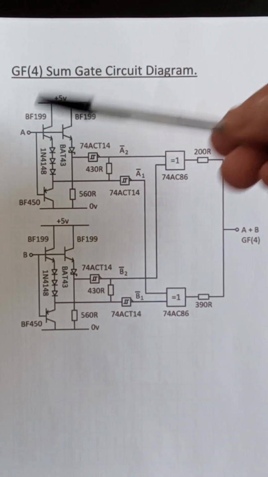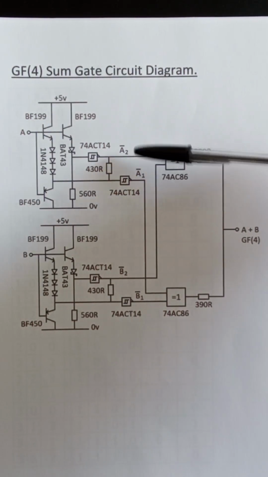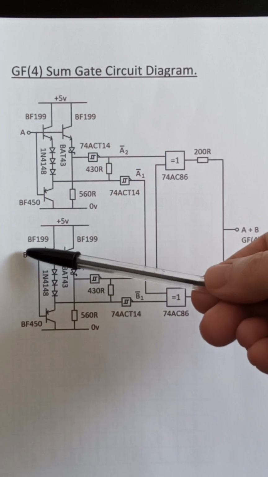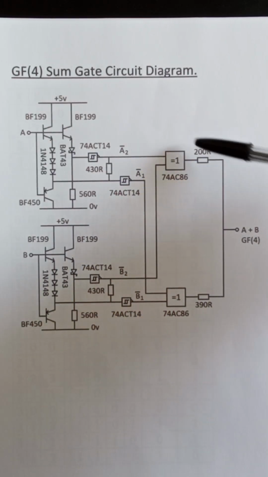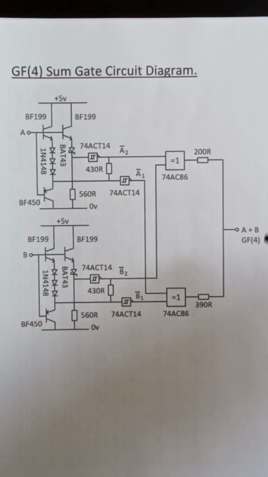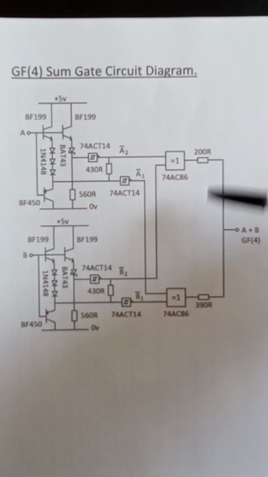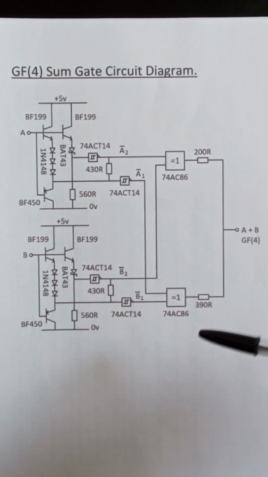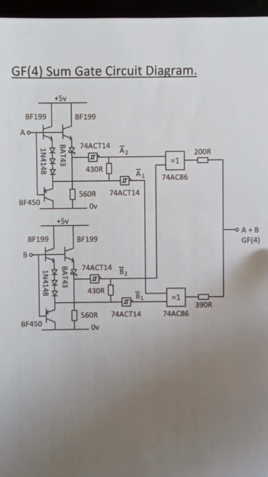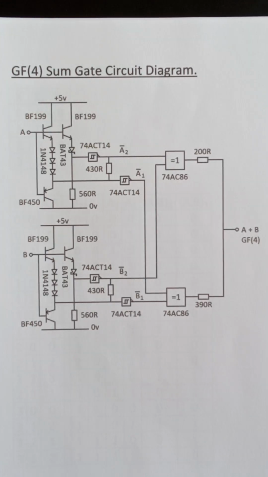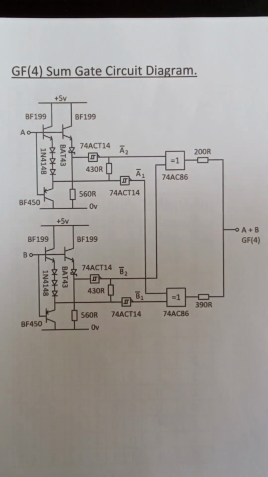Anyway, so this is A, this is A2, and this is not A2 and not A1. This is input B, this is not B2 and not B1. And these are exclusive OR gates here. And you convert the binary into quaternary by these two resistors here. This is a 200 ohm resistor, this is a 390 ohm resistor. And this is the output, A plus B, GF4. GF stands for Galois field, by the way, and 4 refers to the base.